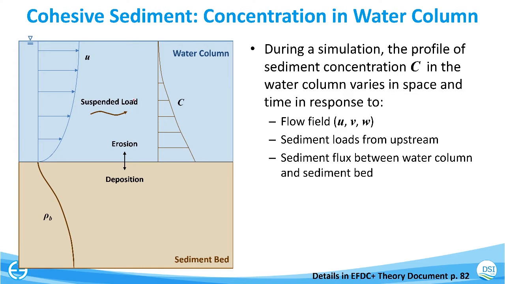So the concentration of cohesive sediments in a water column layer can vary in space and time, and it can be computed based on the flow field, based on the hydrodynamic simulation result, the sediment load coming from the upstream river, and the sediment flux between the water column and sediment bed. So for example, if the sediments are eroded from the sediment bed and transported into the water column, the concentration of sediments in the water column will increase. And if the particles settle and deposit into the sediment bed, the concentration will decrease.